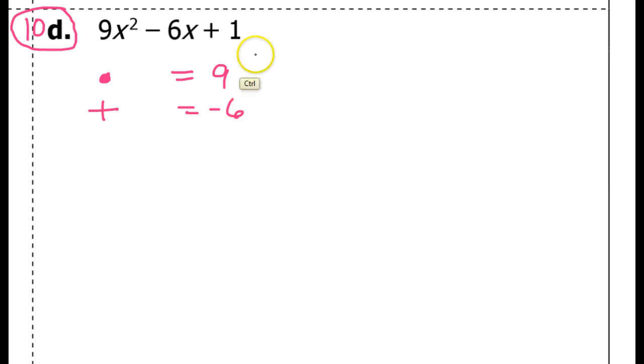Let's start with the product, which is 9. Now, what numbers multiply to make 9? Well, we could use 1 and 9, or 3 and 3. Those are the only pairs that multiply to make 9. Which of these pairs can make negative 6 if we pick the signs right? Well, that'll just be 3 and 3.